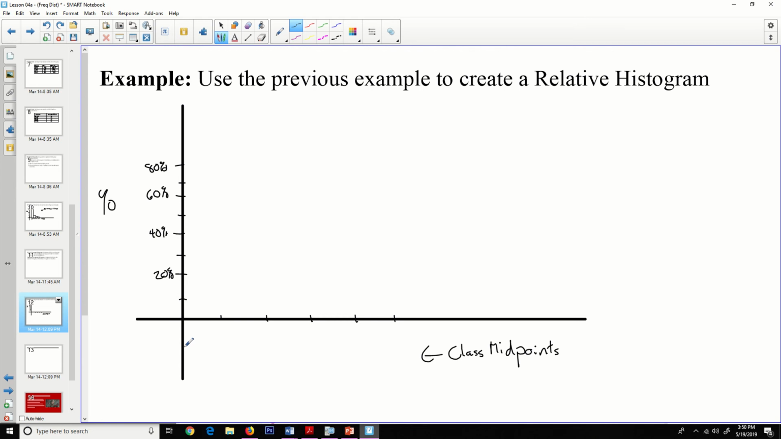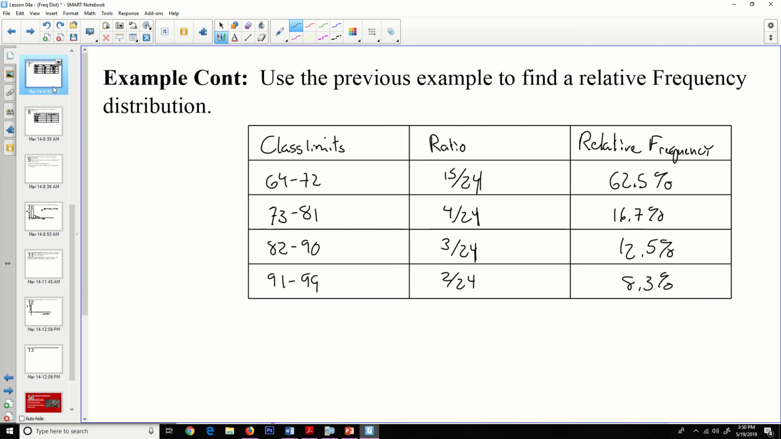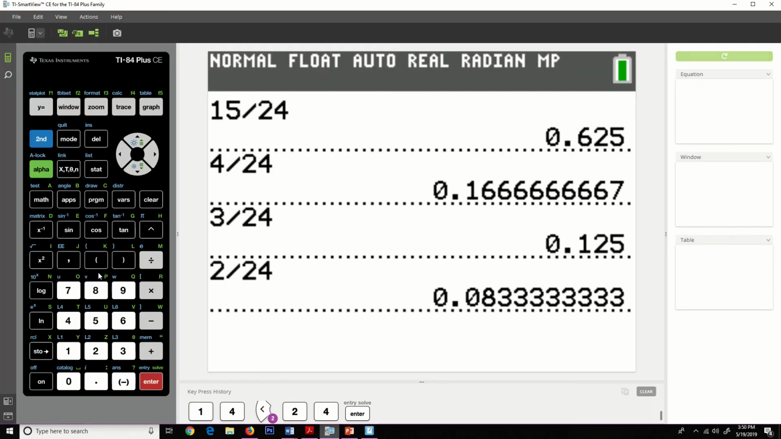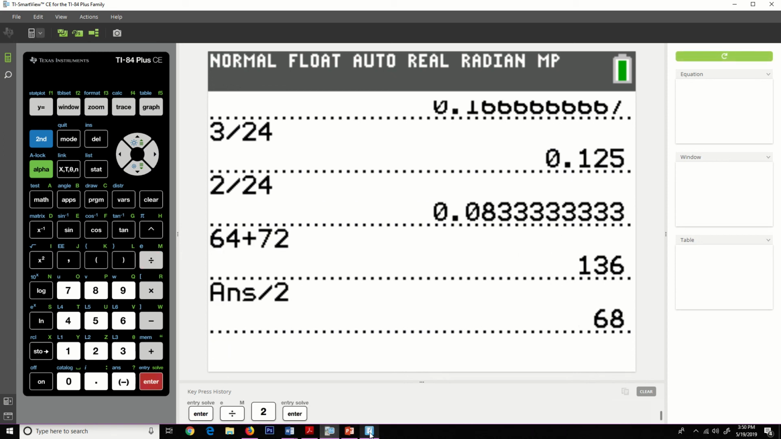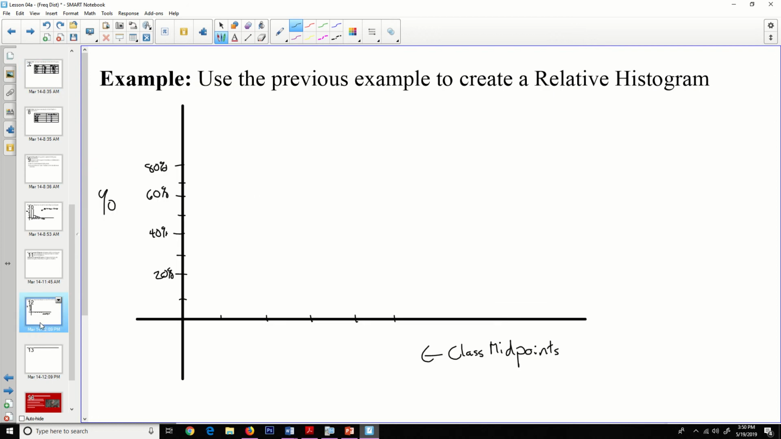All right, so we'll write our class midpoints for this one, and let's find those class midpoints real quick here. The class midpoints, 64 and 72. I'll use a calculator. 64 plus 72, we want to get that answer first because the graphing calculator won't do it without parentheses, divided by 2 gives me 68. So we'll go 68 right there.